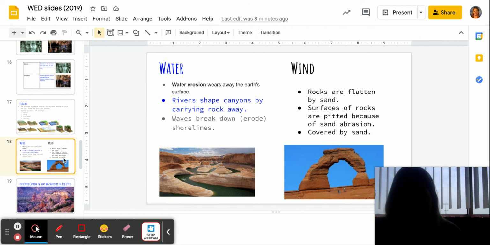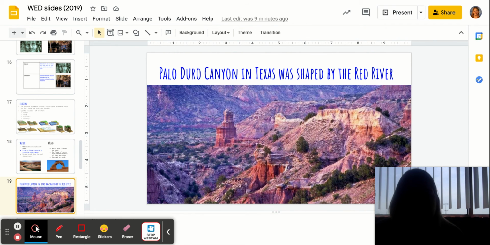Okay, so water: the Palo Duro Canyon or even the Grand Canyon, it was shaped by a river. This was shaped by a river. The Arches National Park in Utah was shaped by wind just constantly blowing and making this rock structure here. Okay, this was shaped by wind. Now, don't forget, y'all, this is the Palo Duro Canyon. They call this the Lighthouse right here. And this is in Texas. This is the second largest canyon in the United States.